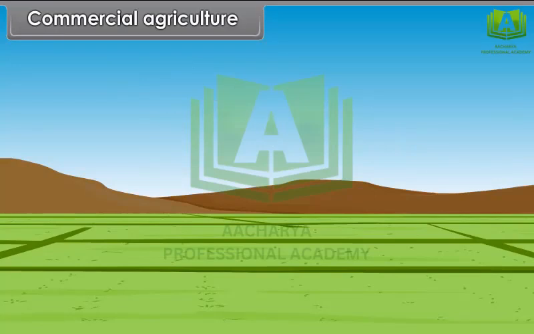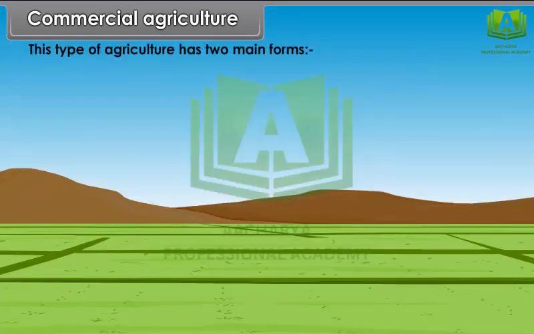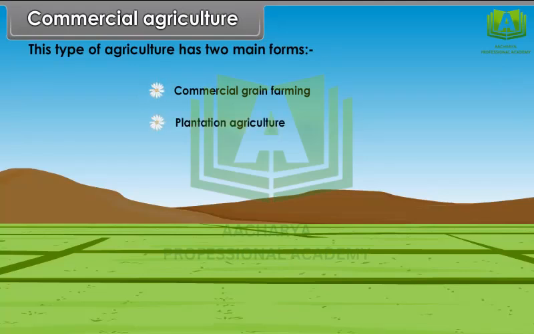Commercial agriculture. The main purpose is to sell the produce in the market. Therefore, one particular crop suitable for the region is selected by the farmer. It is called crop specialization. This type of agriculture has 2 main forms: commercial grain farming and plantation agriculture.